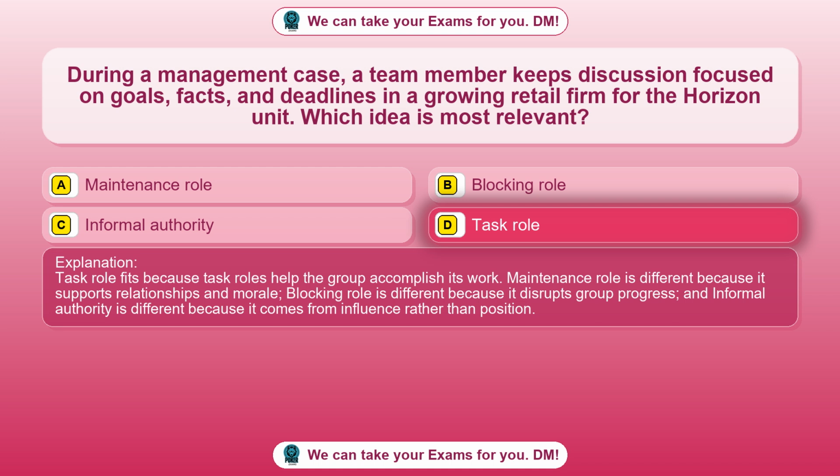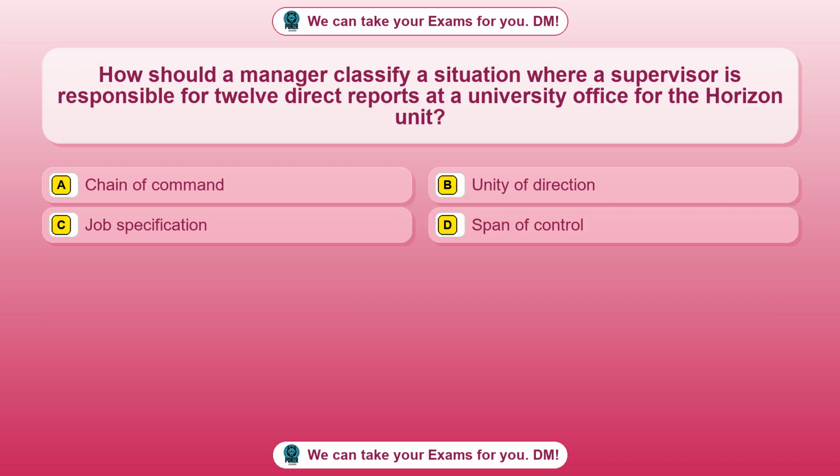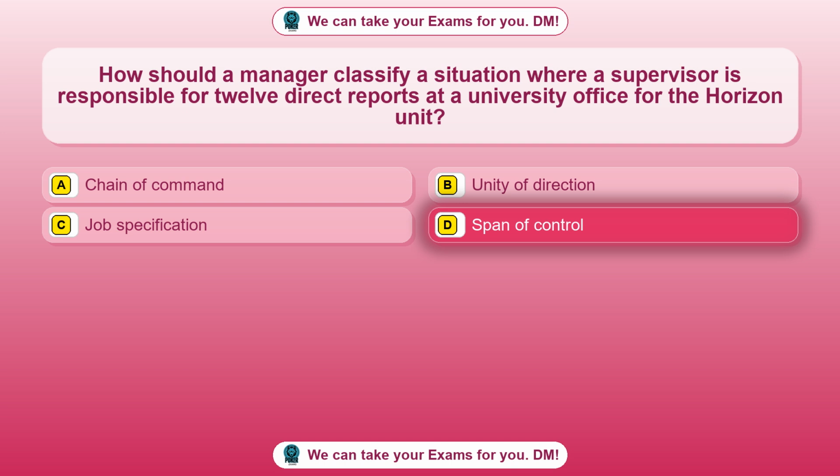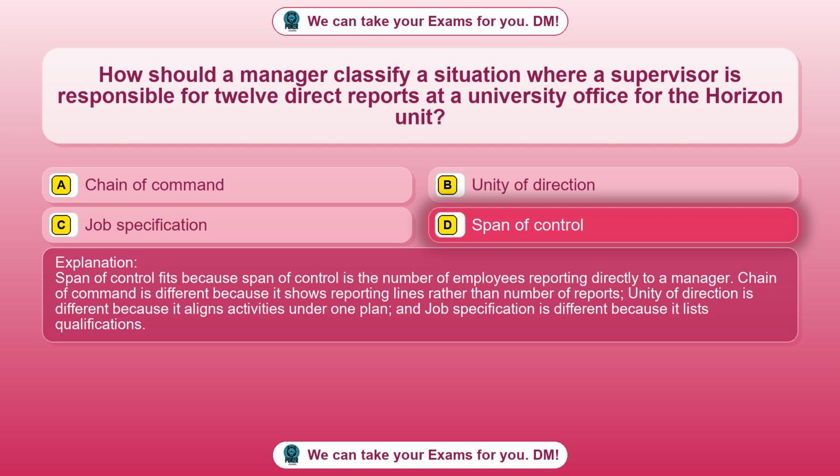Question 59. How should a manager classify a situation where a supervisor is responsible for 12 direct reports at a university office for the Horizon unit? Option A, chain of command. Option B, unity of direction. Option C, job specification. Option D, span of control. The correct answer is option D, span of control. Span of control fits because span of control is the number of employees reporting directly to a manager.